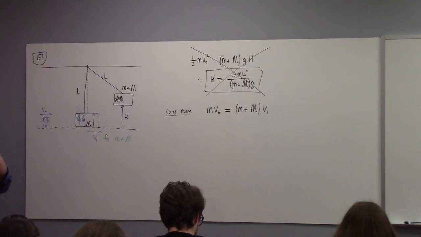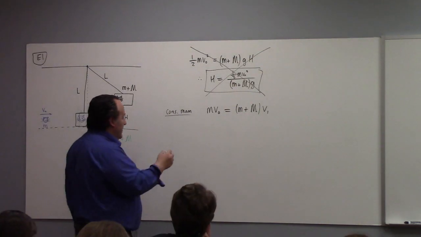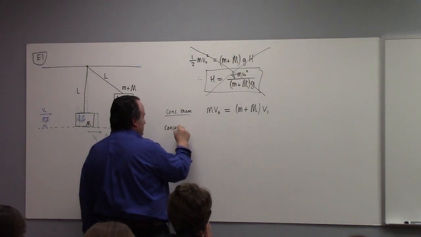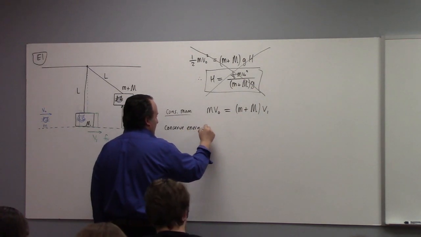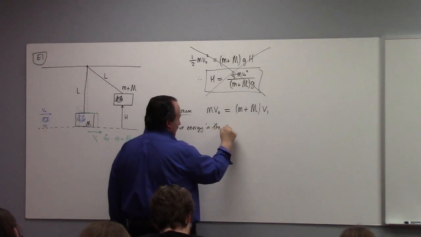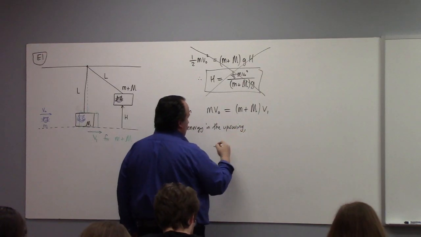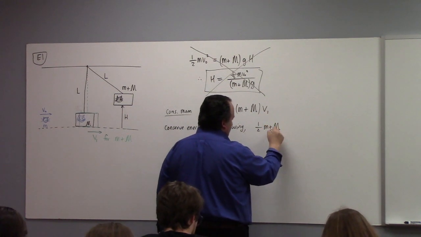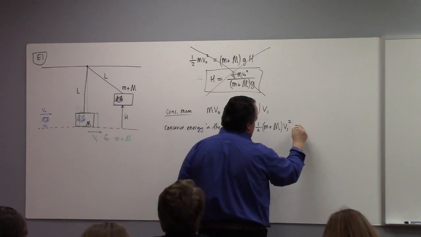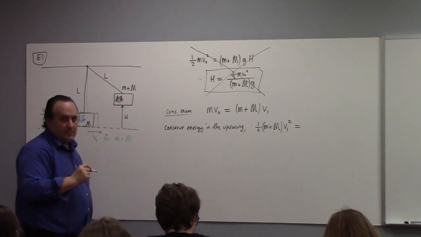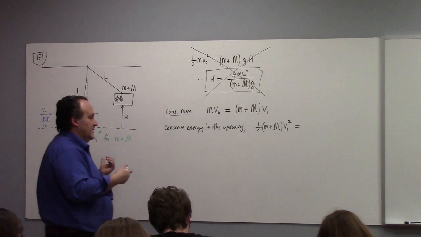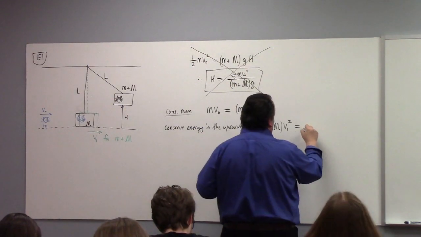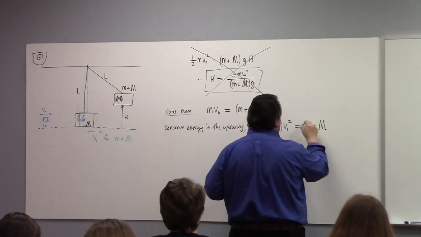Now momentum is not conserved in the upswing because of course gravity has time to change the net momentum of the system. But I have this, and now I can conserve energy in the upswing, right? And that looks like what? That looks like 1/2 m plus big M v1 squared. That's my initial kinetic energy, all right? And then what? Equals m plus M g h. This is why I got half credit. I was half right, you know?